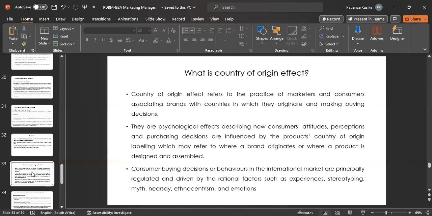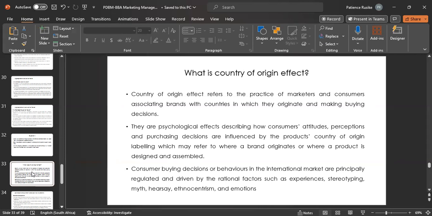So it is known as the country of origin effect. There are certain products that are produced by South Africa, which are known by the world as one of the best products. So if I want to buy a product and I check on the package where that product was produced, if it was produced in South Africa, it will influence my buying decision. If I like South African products, then I'm going to buy. So that is the country of origin effect.